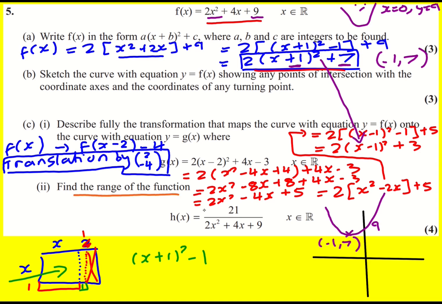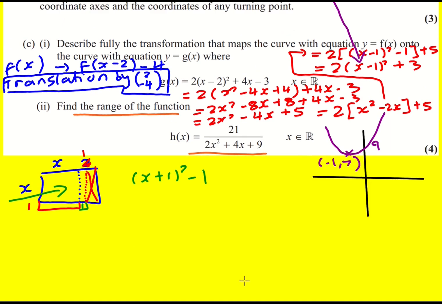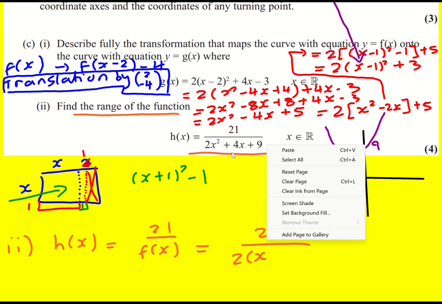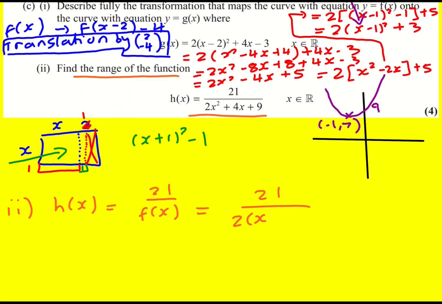Finally, we've got a question on the range of this function here. It's 21 divided by our original function. I'm just going to write it in a couple of different forms. 21 over f of x, or 21 over 2, and I forget what it was written like in completed square form, x plus 1 squared plus 7.